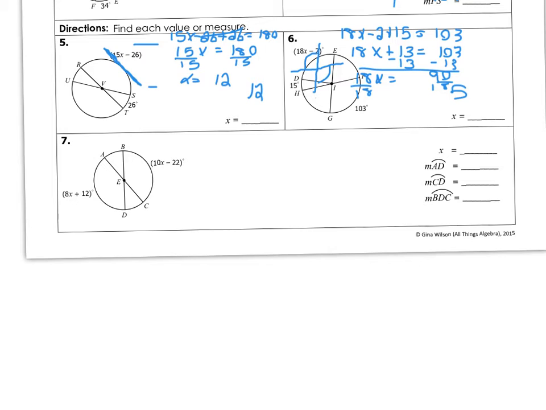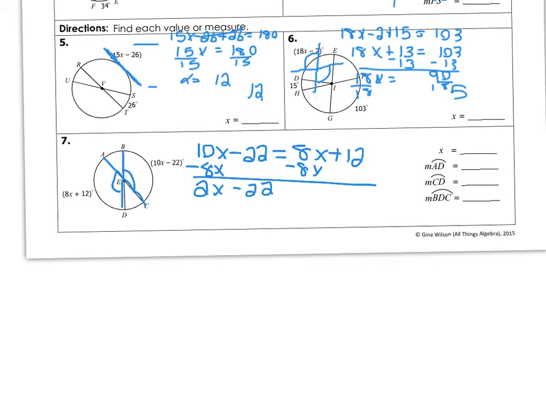And let's solve this one here. We've got 10x minus 22, and we know that these two angles right here are vertical angles, which means 10x minus 22 is equal to 8x plus 12. So subtract 8x, and you get 2x minus 22 equals 12. Add 22. You've got 2x equals 34. Divide by 2. So x equals 17. So we know x is equal to 17.